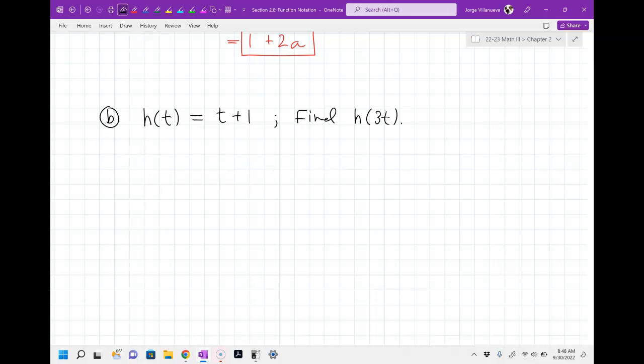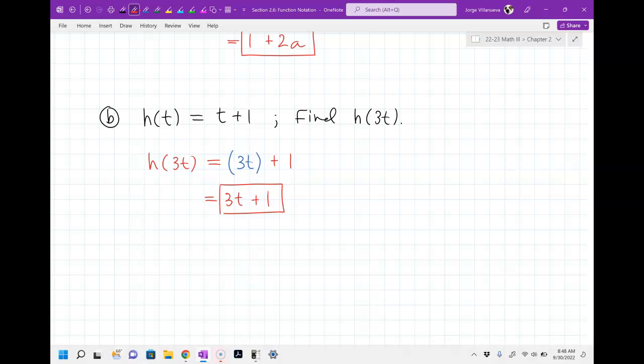Great. But I'm not going to plug in just a 3. I'm going to plug in a 3t. So h of 3t is equal to, I'm going to put 3t in a parenthesis because that's what I'm plugging in, plus 1. Well, there's not much else for me to do. It's just 3t plus 1. So let me write that down. 3t plus 1. And that's it. I'm done. Okay?